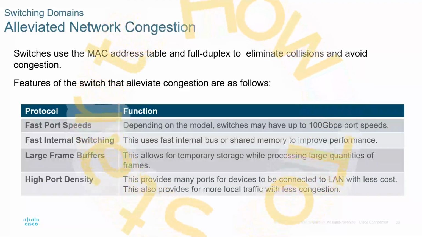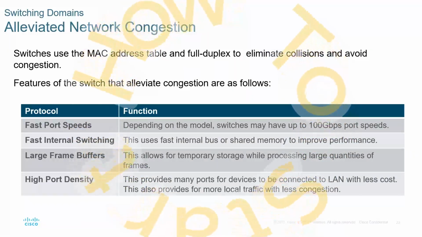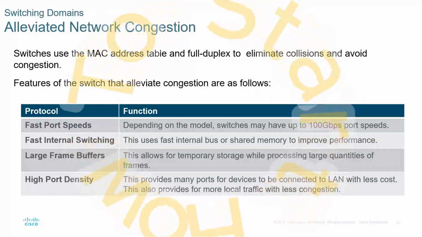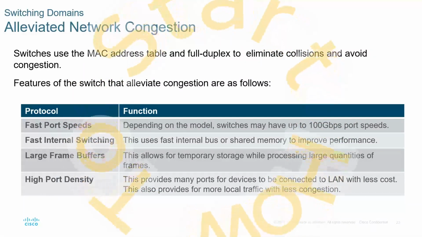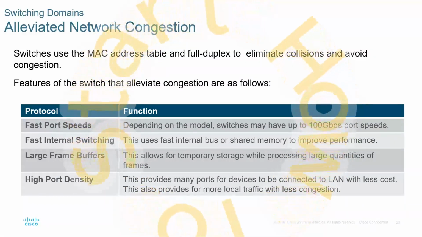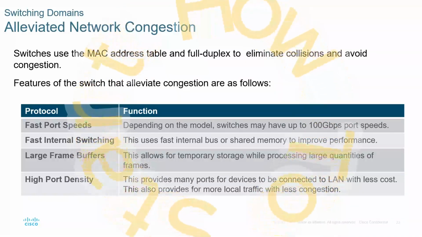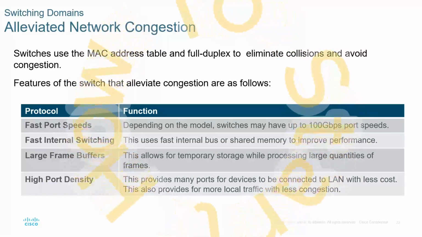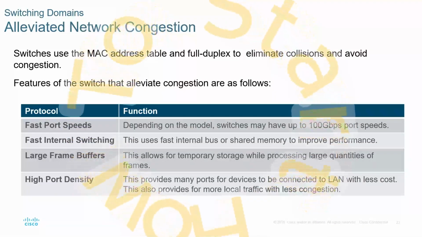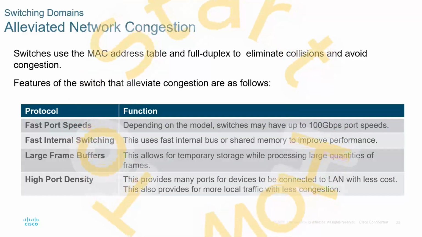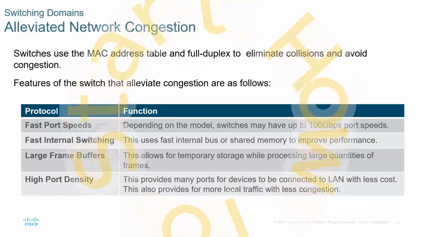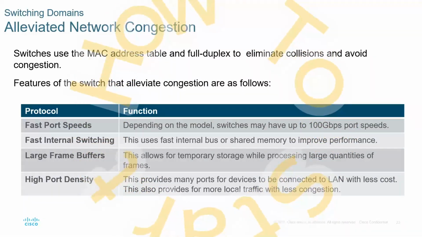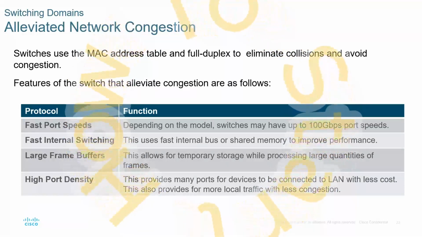We could also increase the frame buffer size. This will allow for temporary storage while processing large quantities of frames. We could also have a higher port density, meaning this provides as many ports for the devices to be connected to the LAN at a lower cost. Though this also provides for more local traffic with less congestion. You have more devices going to a single device, and that single device could use a faster internal switching mechanism to aid in switching internally.